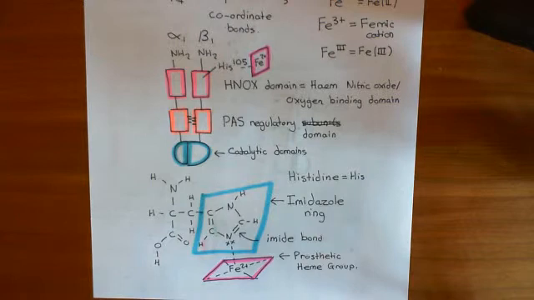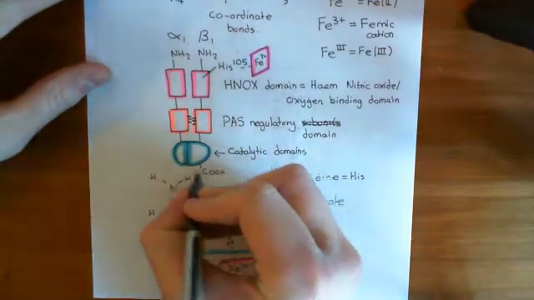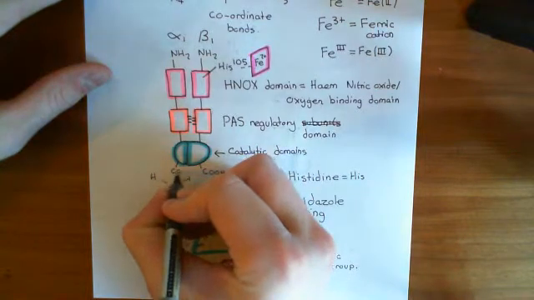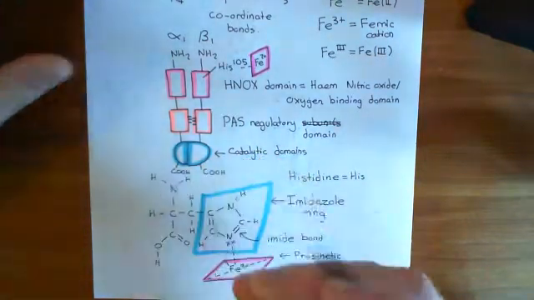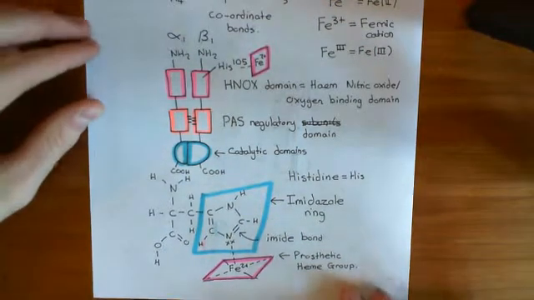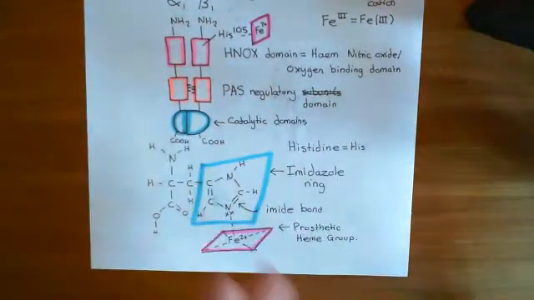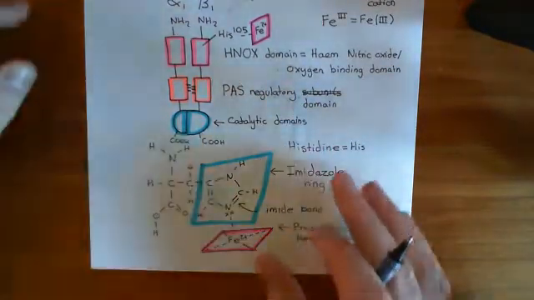And then finally, at the carboxyl terminal of the protein over here, you then have the catalytic domain. Right, and the catalytic domains dimerize together to make the active guanylyl cyclase enzyme. Right, okay, so that's the structure of our soluble guanylate cyclase enzyme.